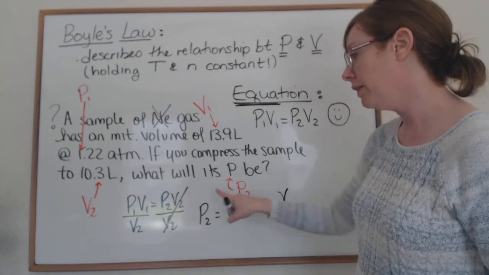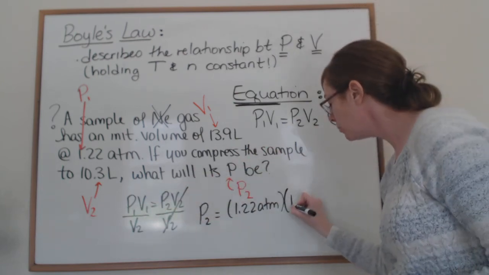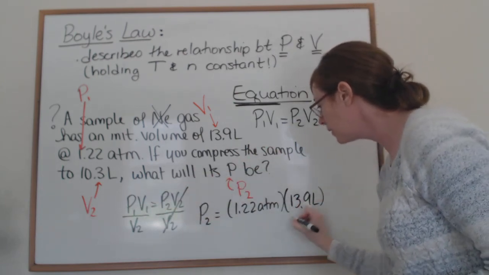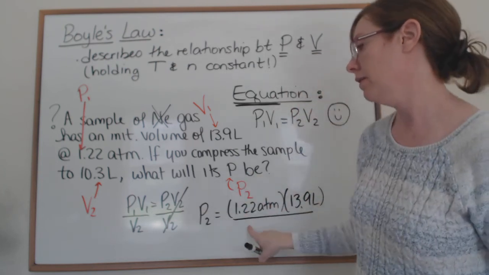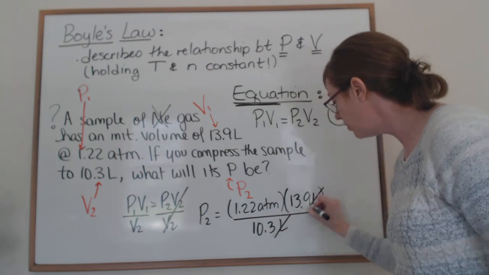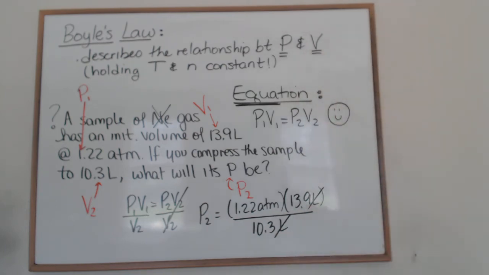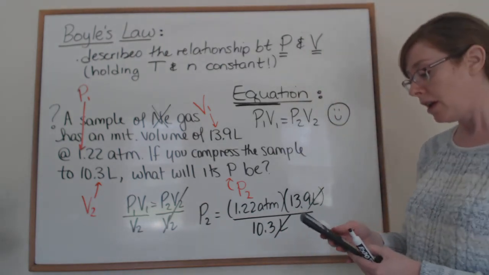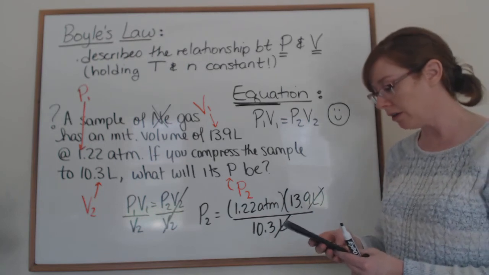P2 equals P1 times V1, which was 13.9 liters, over final volume, or V2, which is 10.3 liters. You can see the liter unit will cancel nicely, and you're going to be left with atmospheres, which is perfect. So go ahead and throw that into your calculator.